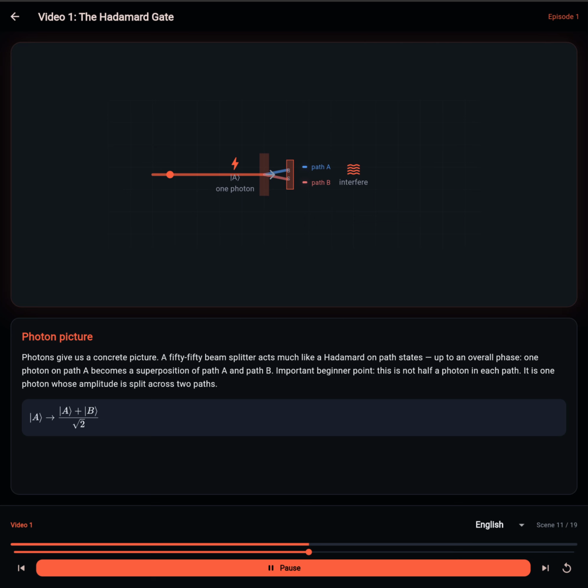A 50-50 beam splitter acts much like a Hadamard on path states, up to an overall phase. One photon on path A becomes a superposition of path A and path B. Important beginner point. This is not half a photon in each path. It is one photon whose amplitude is split across two paths.